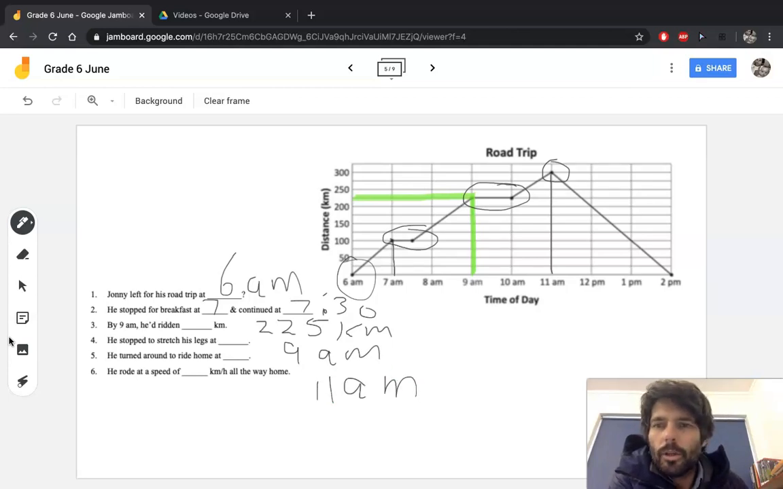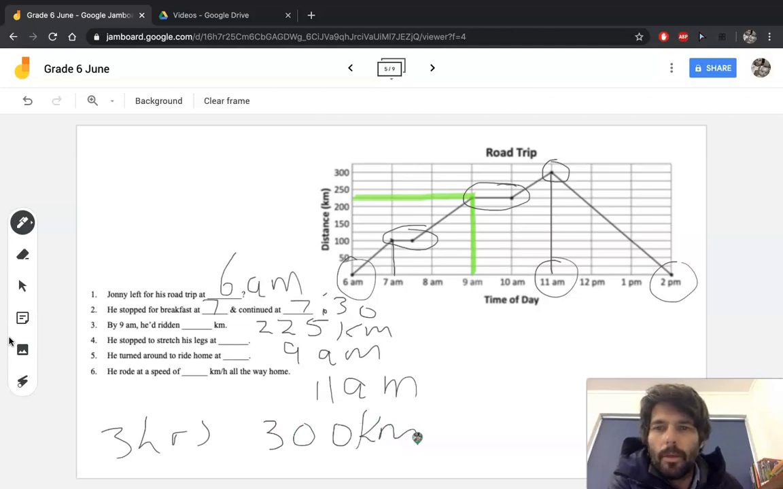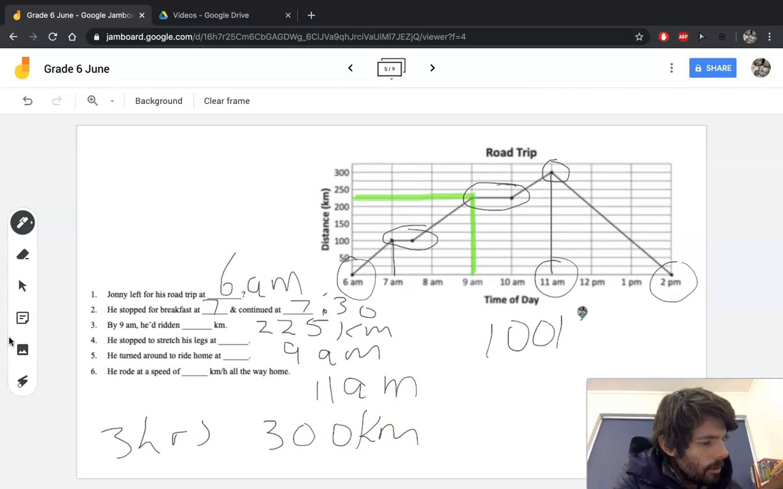And the last question, he rode at what speed all the way home? Okay, so here you need to look from 11 a.m. to 2 p.m. How many hours is that? Yes, 3 hours. And how far does he ride in 3 hours? So you can see it's 300 kilometers in 3 hours. So therefore, 300 divided by 3 is 100 kilometers per hour.